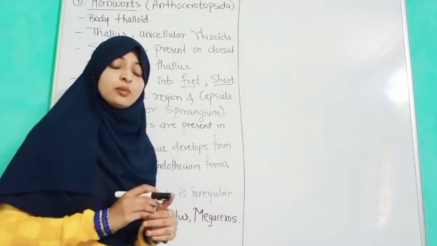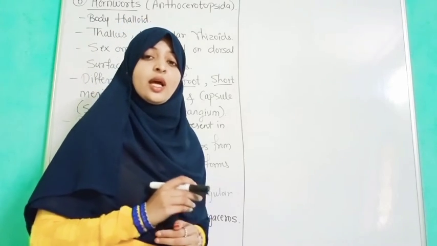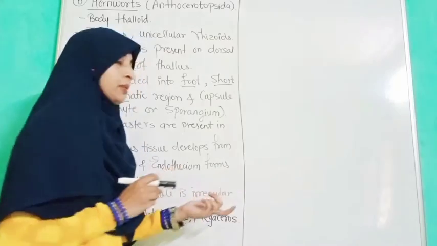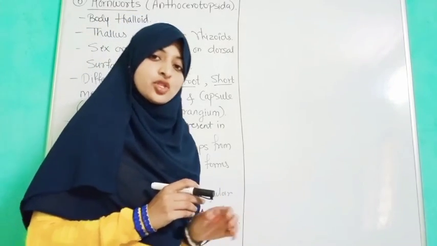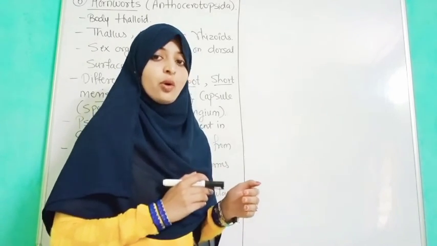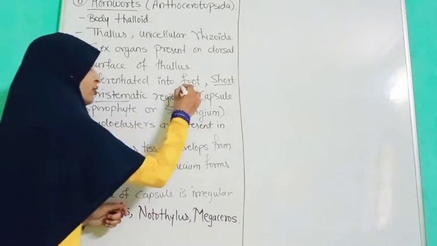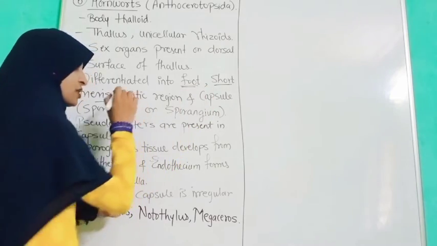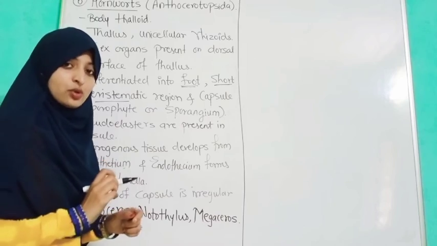Antheridium produces the male gamete, that is antherozoids, and archegonium produces the egg cell, the female gamete. When they fuse together, they form a zygote which is diploid in nature. Instantly they avoid meiosis to form a sporophytic stage. The sporophytic stage contains a foot, and instead of a seta they have a short meristematic region, and a capsule.